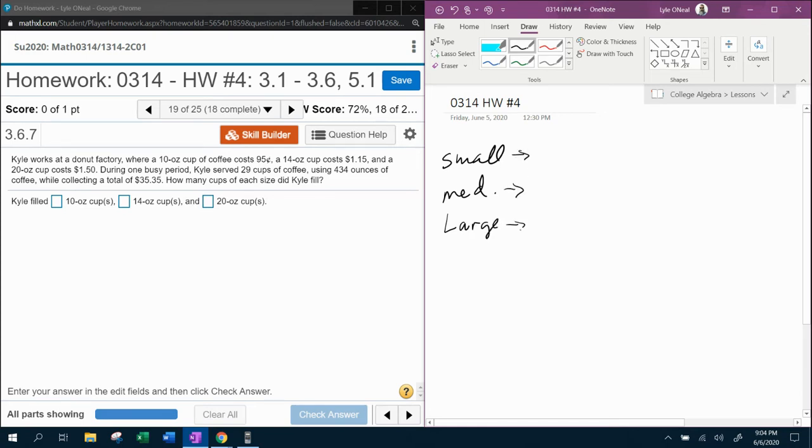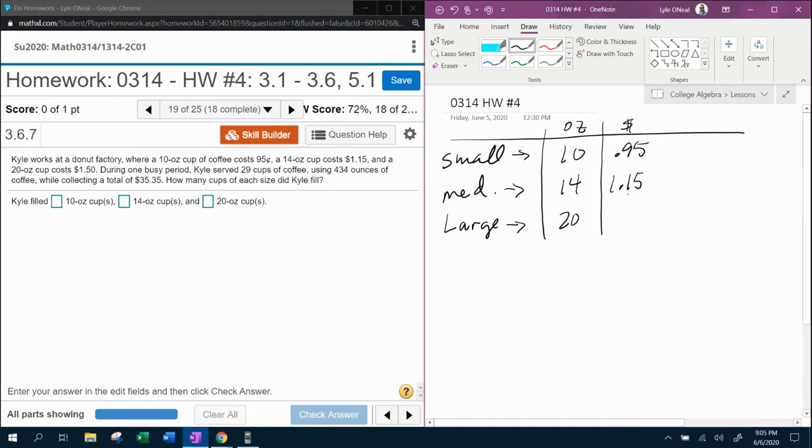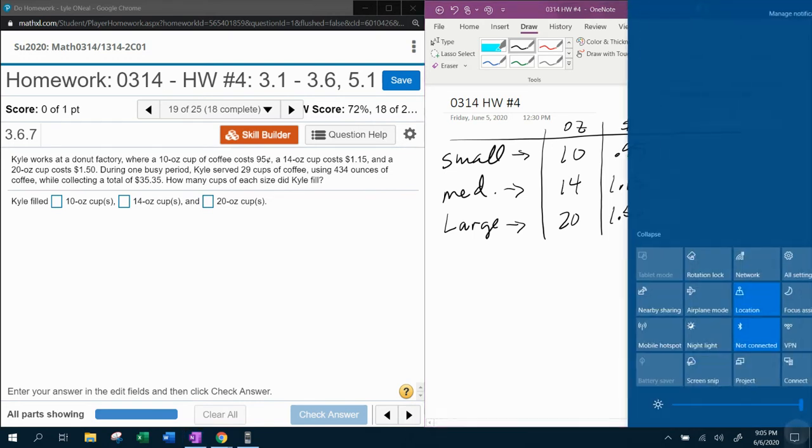And then I'm going to write down the information for the small, medium, and large, okay? So the small uses 10 ounces. The medium is 14 ounces. And the large is 20 ounces, okay? Got that so far? So we got this chart going here. And then we've got the price, okay? So a small is 95 cents, medium is $1.15, and $1.50 for large. Got that? So far so good?